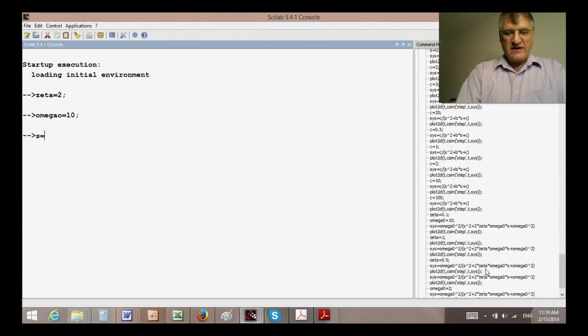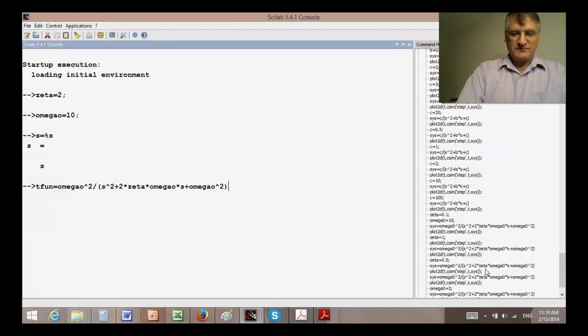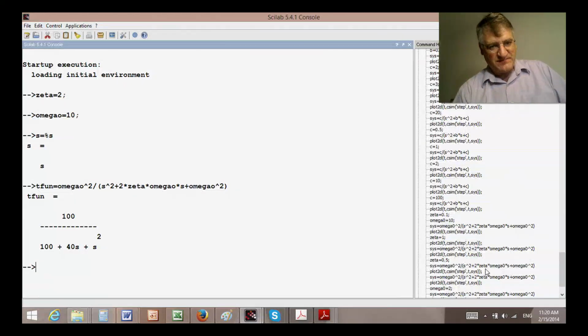We set the variable s as our running variable, and we define the transfer function as, we said, omega naught squared divided by s squared plus 2 times zeta times omega naught times s plus omega naught squared. This is our transfer function. Okay.